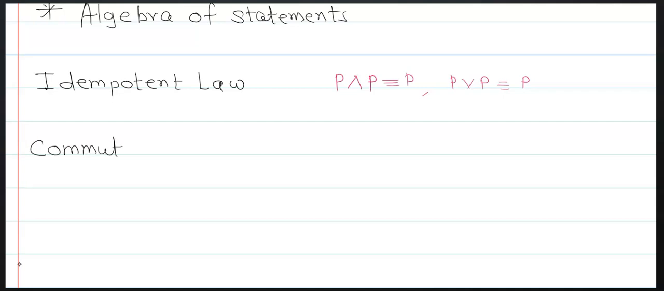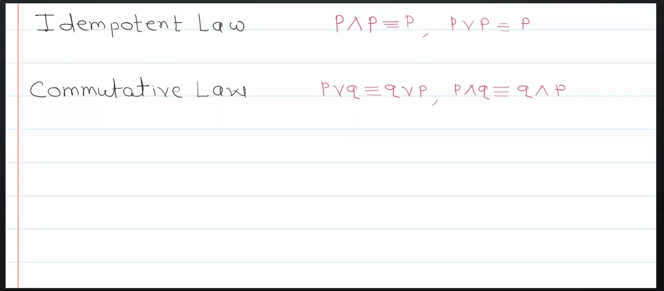Second is the commutative law. It's again very simple. That is, 2 plus 3 is 5, 3 plus 2 is also 5. In the same way, P or Q is equivalent to Q or P, or P and Q is equivalent to Q and P. It's very simple. This is the commutative law.